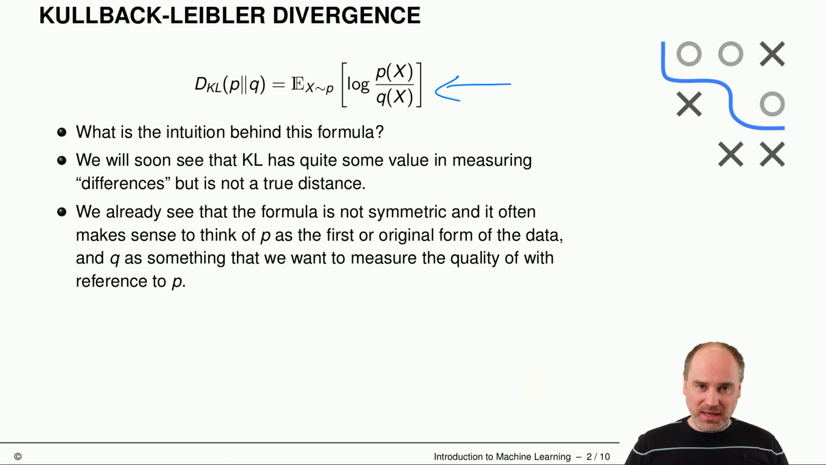So very often we think about this as some distance between a distribution P, where P is something we sample from, like the true distribution of the data, like the original form of the data, and then Q is something we approximate this original distribution with. And then we want to measure the quality of that approximation. And we do that with reference, and that's the important point now, in expectation with reference to the true distribution.